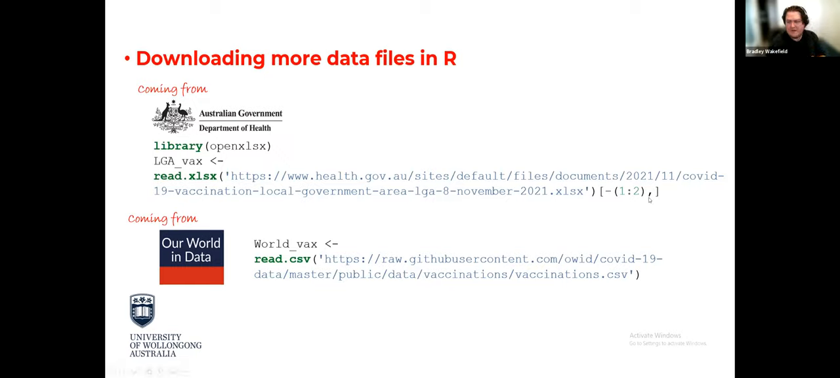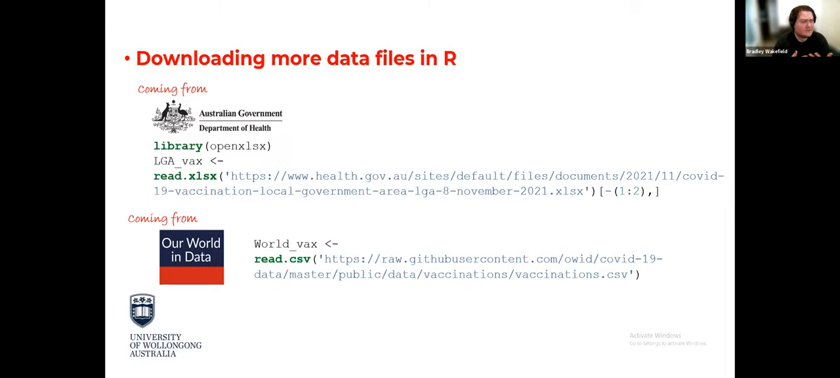You notice I've added this little term at the end of the script, and that's just because there was a little bit of information in the first two rows of the data set, and I don't really want that. So all I've done here is told R to forget about the first two rows and read in the rest.